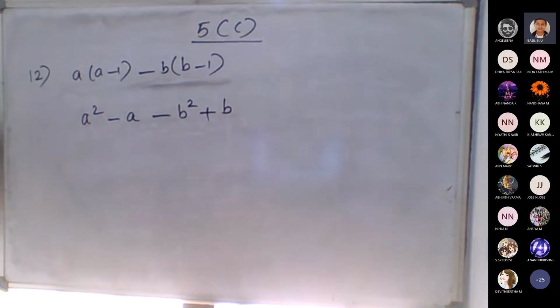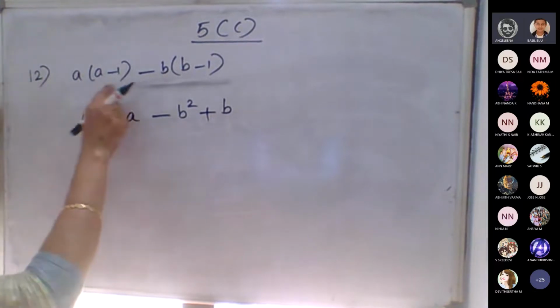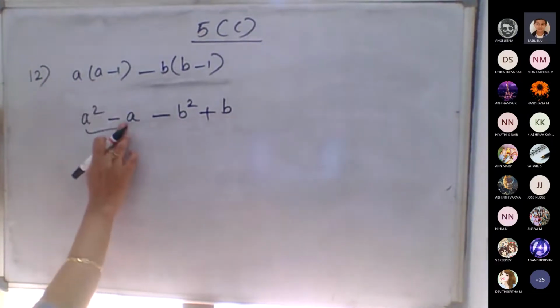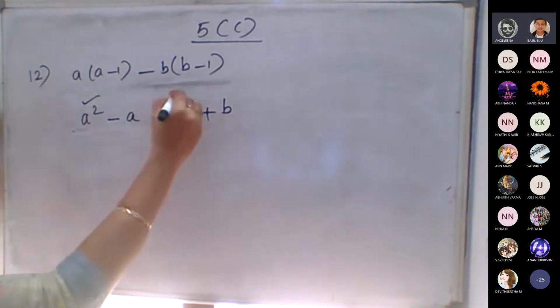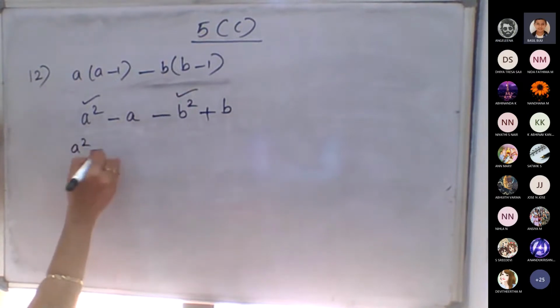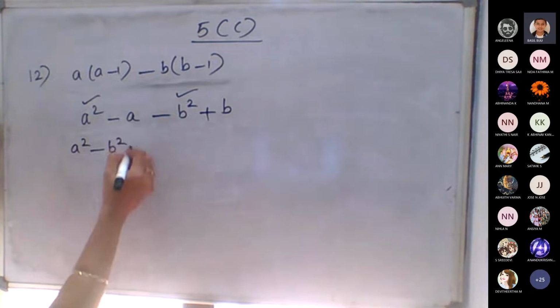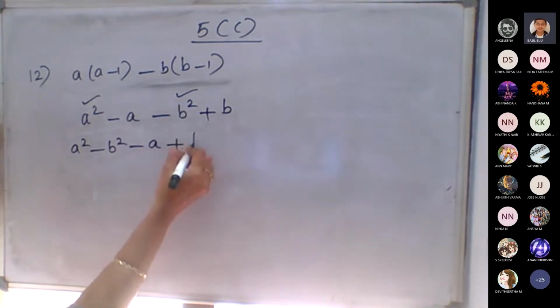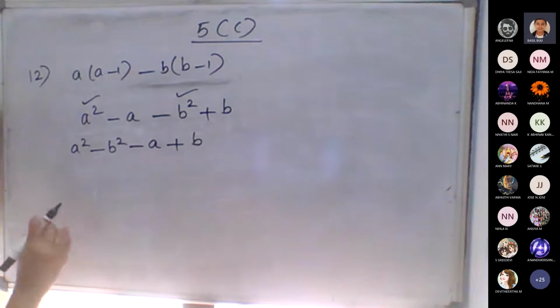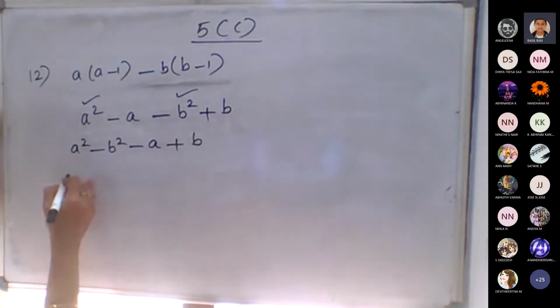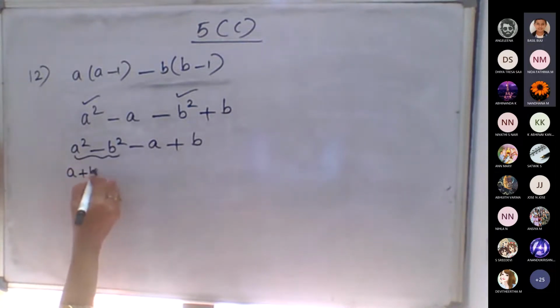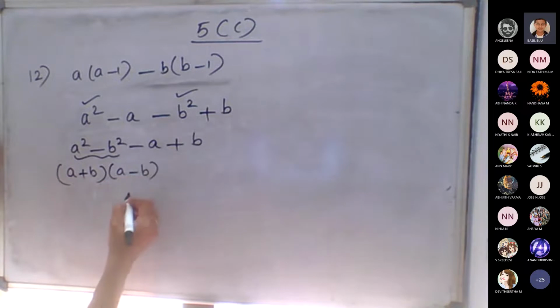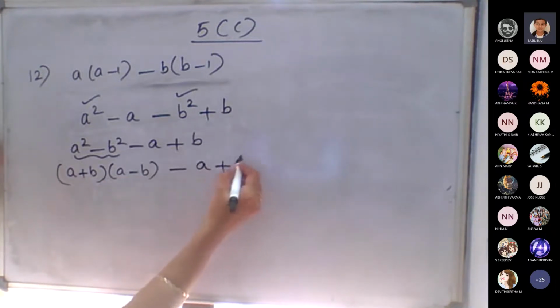The next, which two can we group? Think and say. First and second is not possible. Why? Because first and second only we changed now. So don't bother about the first and second. a square and b square, so rearrange that. a square minus b square, then negative a plus b. Okay. So a square minus b square is what? a plus b into a minus b, minus a plus b.